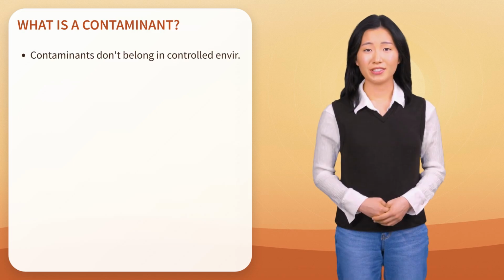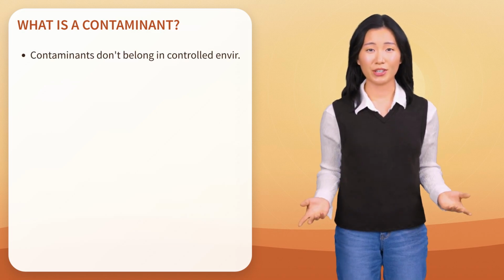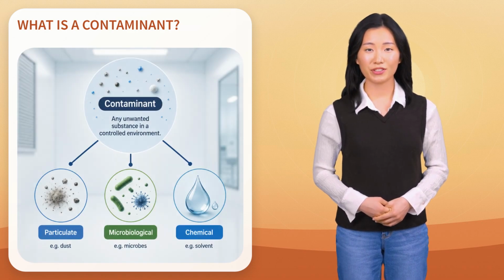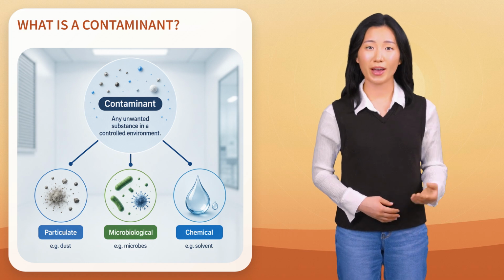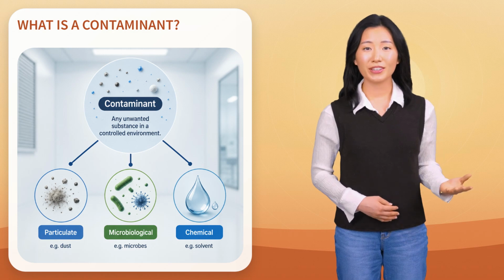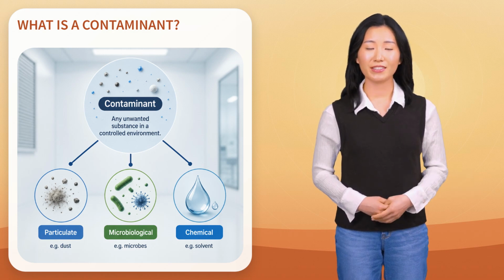A contaminant is any element that doesn't belong in a controlled environment. It can take different forms: particulate, microbiological, or chemical. Think of a particle of dust floating in the air or a droplet on a surface. Both can disrupt the sterility of a space.